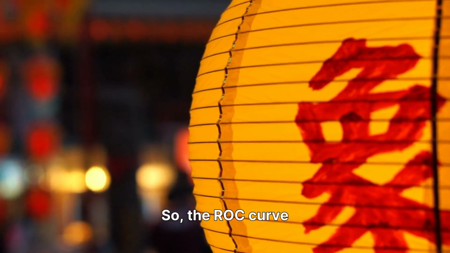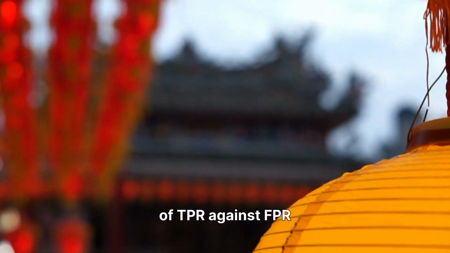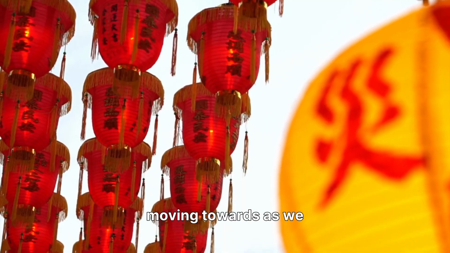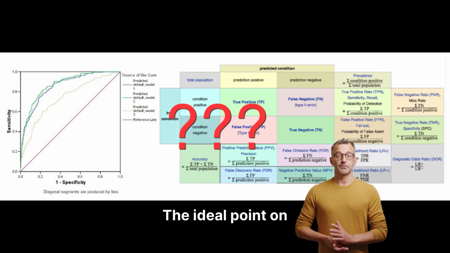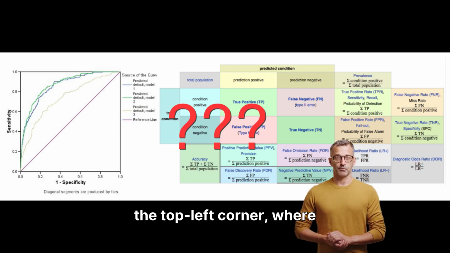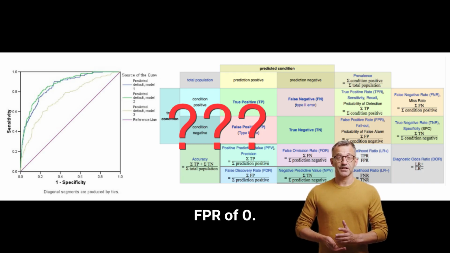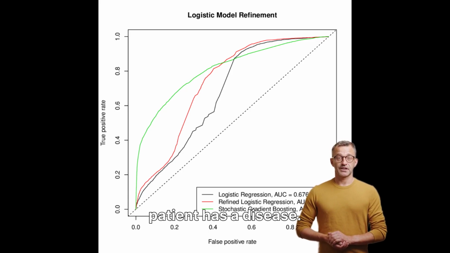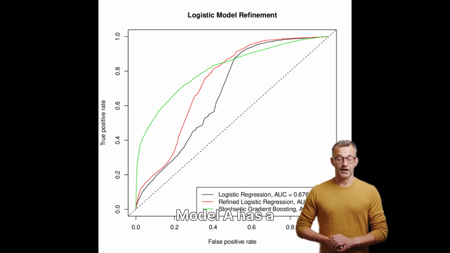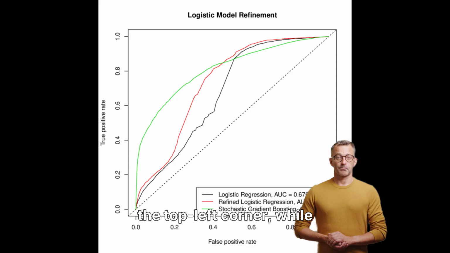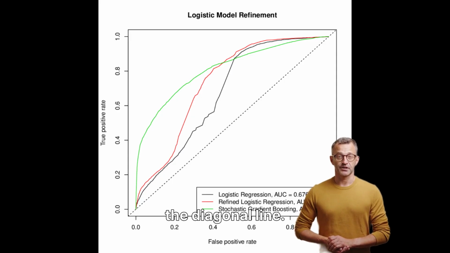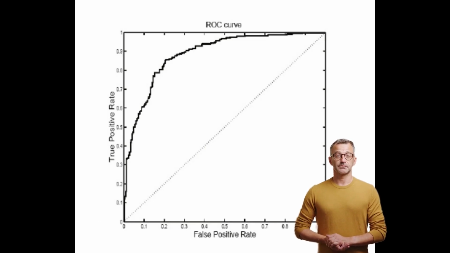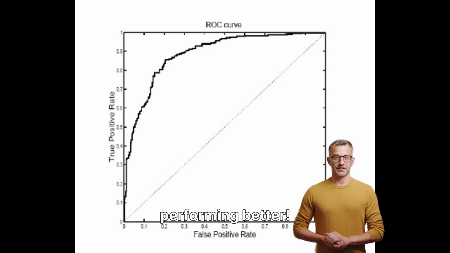So, the ROC curve is essentially the plot of TPR against FPR at various threshold settings. The curve typically starts at the point 0,0, moving towards 1,1 as we increase the threshold. The ideal point on the ROC curve is the top left corner, where we have a TPR of 1 and an FPR of 0. Here's an example. Imagine we have two models predicting whether a patient has a disease. Model A has a ROC curve that hugs the top left corner, while Model B's curve is lower and closer to the diagonal line. This diagonal line represents a random classifier, essentially guessing. Clearly, Model A is performing better.